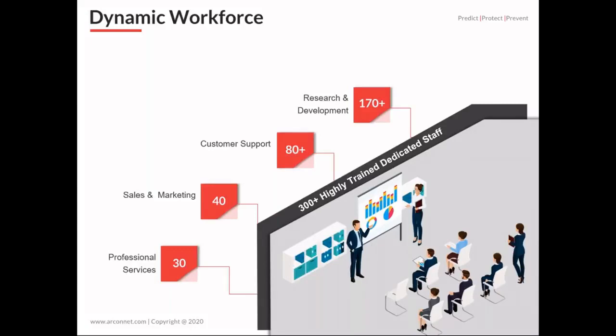We have almost 30 people working for professional services. We have 40 people in the sales and marketing team, who all work across different regions for different verticals. We have 80 plus people working for customer support, and we have also developed a separate facility for the customer support staff to provide seamless customer service to our customers. We have almost 170 plus people working in our research and development department.